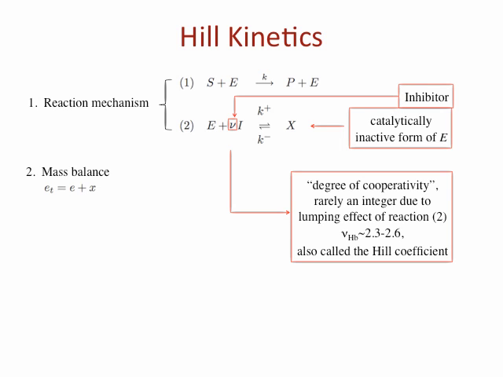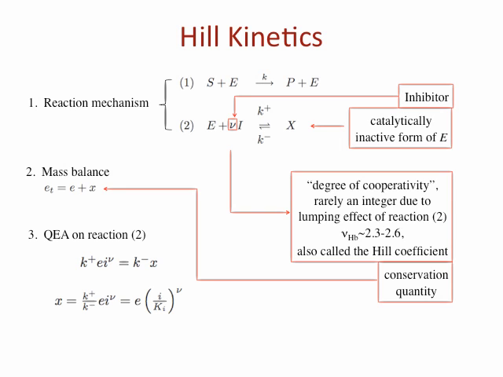There will be a mass balance here. The enzyme is either free or inhibited, and that's a conservation quantity. In deriving the rate law, we are going to make a quasi-equilibrium assumption on reaction number 2, and that just means the forward and the reverse reaction are equal and opposite, and that leads to a relationship between X and E as shown.